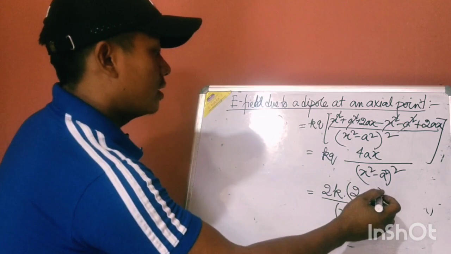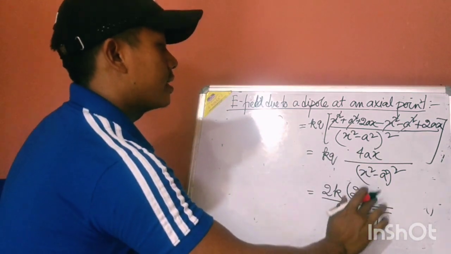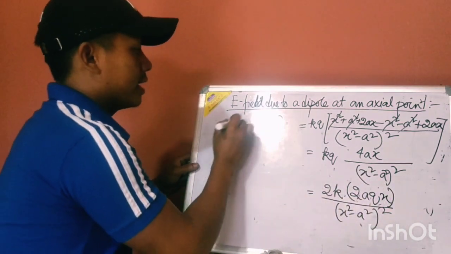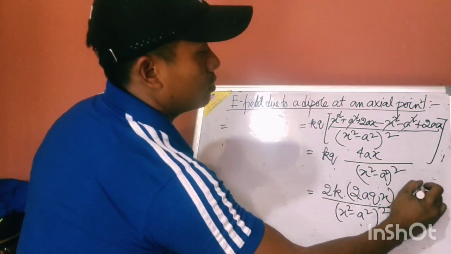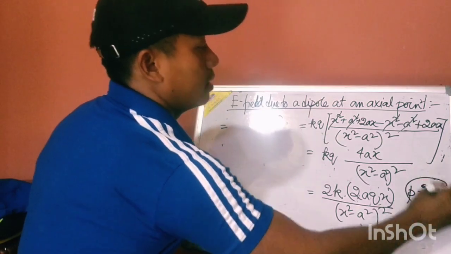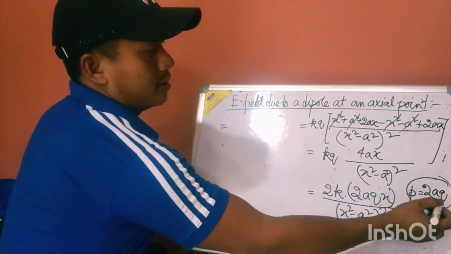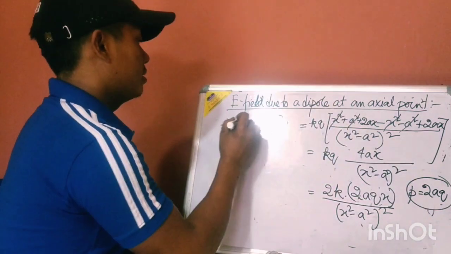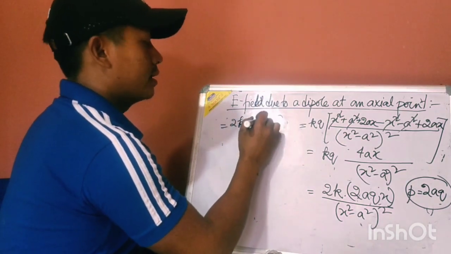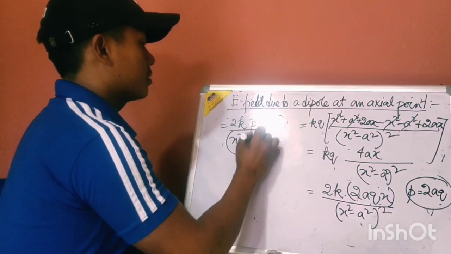Now, twice a q is what we call the dipole moment p. So p equal to twice a q, and twice a q can be replaced by the dipole moment p. Then this would be k times 2 p x divided by (x square minus a square) whole square.